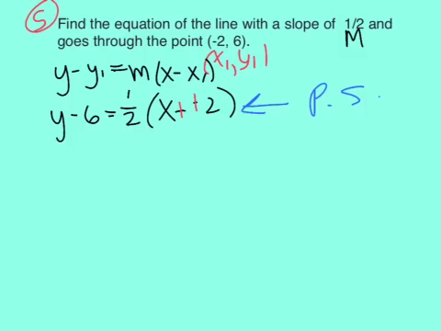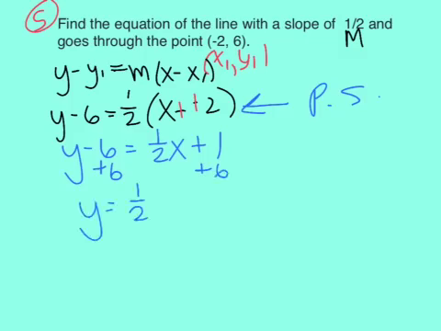However, if it says put it in slope-intercept form, we're going to go ahead and get y equals mx plus b, or in other words, solve for y. So y minus 6 equals 1/2 x. Half of 2 is just 1, so it would be 1/2 x plus 1. Now I'm going to add 6 to both sides. So y equals 1/2 x plus 7. And then this form here is your slope-intercept form, where y equals mx plus b, m is 1/2, and my y-intercept is 7.